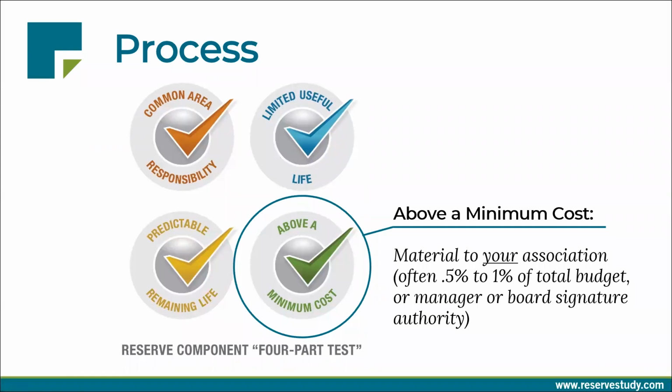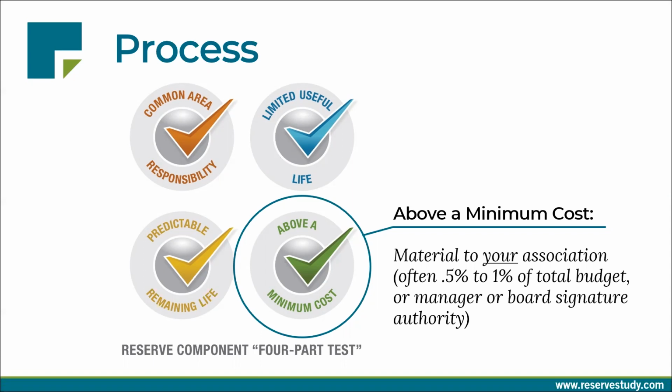And that's what I want to talk about with respect to operating versus reserves. It needs to be a material cost to your association, and that often means 0.5% to 1% of your total budget, or the manager or board member's signature authority, something that they can say, darn, it's over $500, so I can't just authorize it myself. It's going to take a significant withdrawal of funds.